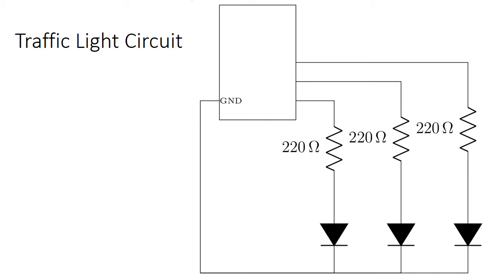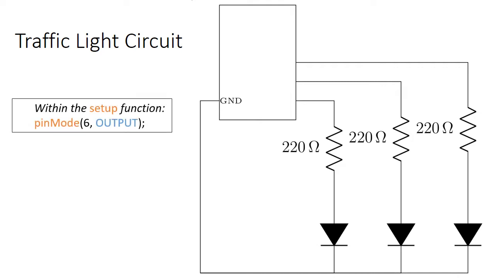We've looked at this already, and we know that this is the circuitry that we would use to build a traffic light, where we have the three diodes, red, yellow, and green, that we put each in series with a 220 ohm resistor attached to a digital pin. And then all of the diodes are attached to ground. So we would like to work with this circuit now and make some modifications to it.